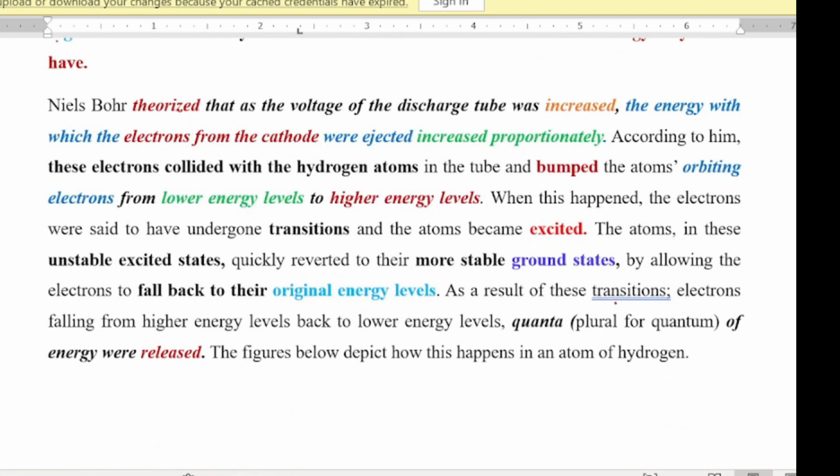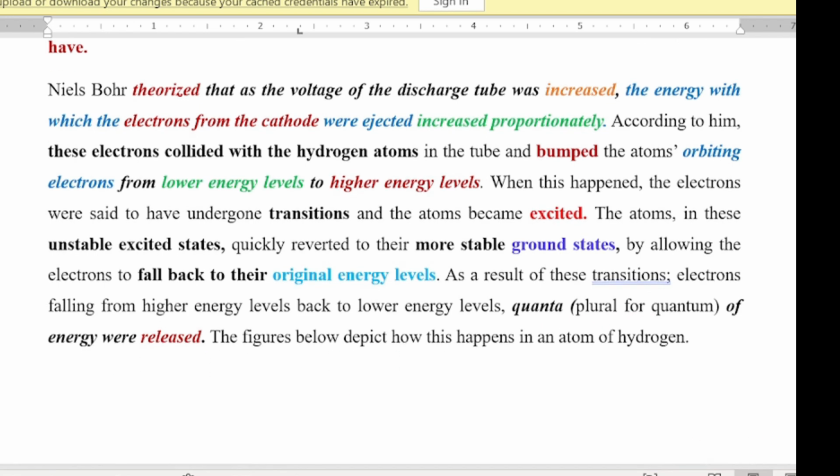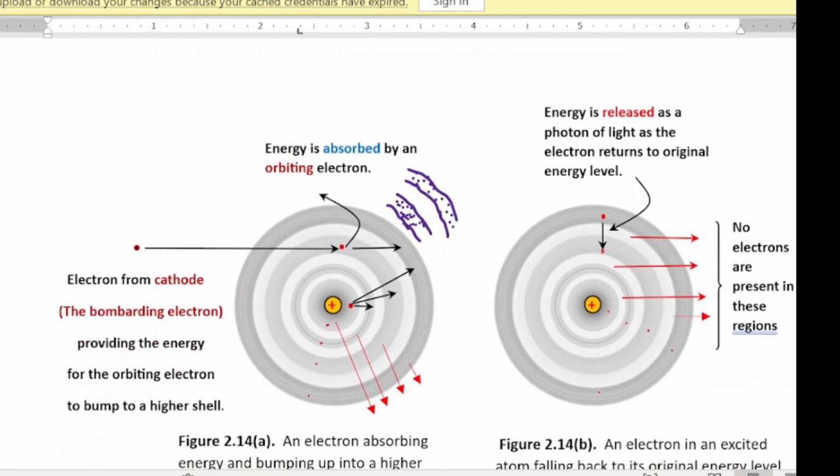As a result of these transitions, electrons falling back from a higher energy level to a lower energy level, quanta, plural for quantum, of energies were released. So this is what is happening. Let's go back and try to explain again. So what Bohr is saying is this. He's saying that the electrons here are orbiting the nucleus just like the way the planets are orbiting the sun. He called these electrons the orbiting electrons. So what he's saying is these electrons from the cathode are coming towards the anode.